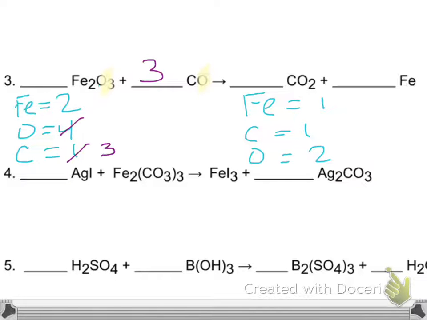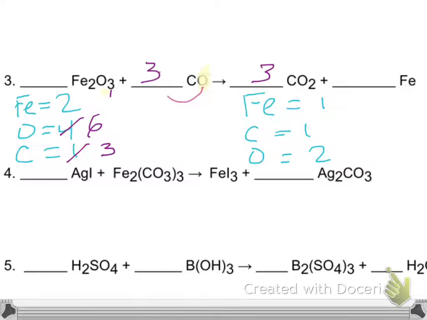3 times 1 is 3. 3 to this one. Oops, I don't want the highlighter. 3 to this one is 3. Plus 3. It looks like a multiplication sign, but it's really a plus. Is going to give you 6. So we have 2 irons, 6 oxygen, and 3 carbons on the left side. We need to increase the numbers on the right.